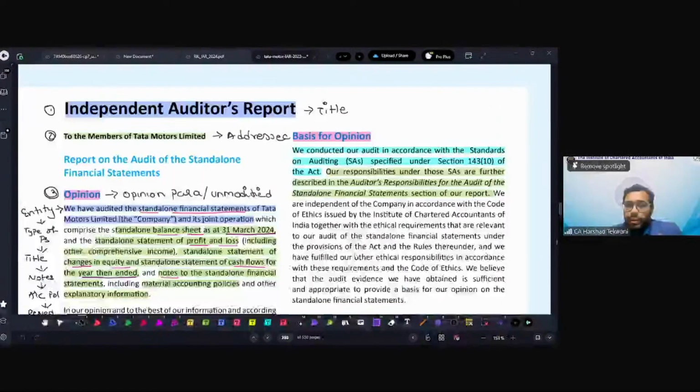If you see, that has been done over here. We are independent of the company in accordance with the code of ethics issued by ICAI, together with the ethical requirements that are relevant to our audit. So first is code of ethics. Then coming to the together with the other ethical requirements that are relevant to our audit of standalone financial statement under the provision of Act and rules thereunder. So other ethical requirements. And then they are mentioning that we have fulfilled that ethical requirement and the code of ethics both.